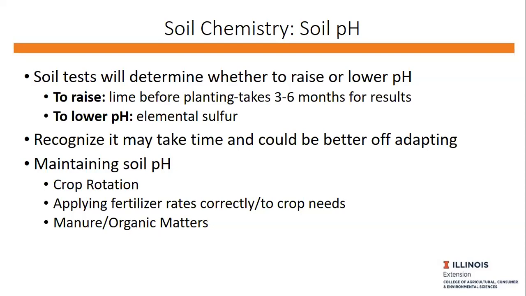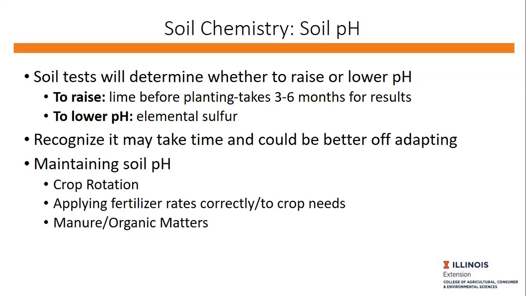I think it's important when we discuss altering the soil pH to recognize that it may take time and you could be better off adapting. What I mean here is that you may find that based on the soil pH, you may decide to use a raised bed and grow in a different growing media. Or you may decide to grow a different vegetable or a different fruit tree based on the soil pH being as it is, whether it's too acidic in most cases. So this could be something to consider.